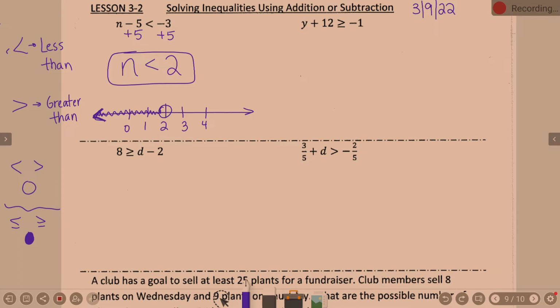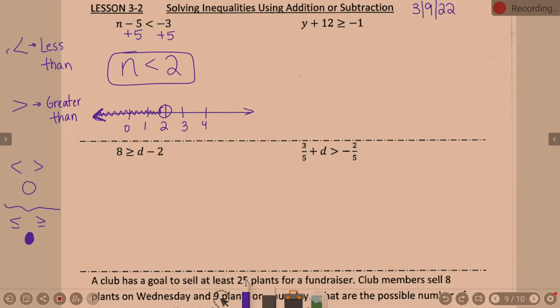And my goal is to give you guys some tips here, like, okay, this is how you know which sign is which. Write down these kinds of notes off to the side here. Okay. So, let's look at this next one. y plus 12 greater than or equal to negative 1.